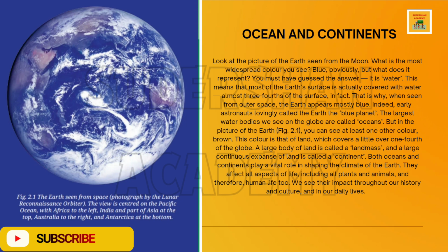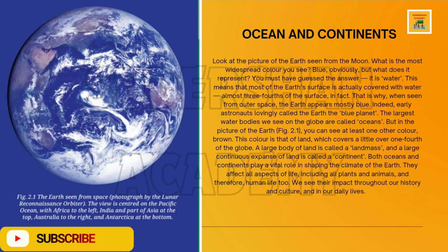This means that most of the Earth's surface is actually covered with water, almost 3/4 of the surface, in fact. That is why, when seen from outer space, the Earth appears mostly blue. Indeed, early astronauts lovingly called the Earth the blue planet. The largest water bodies we see on the globe are called oceans.